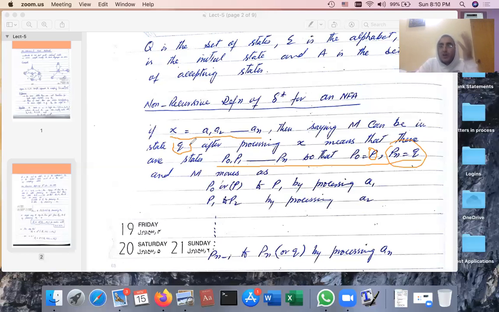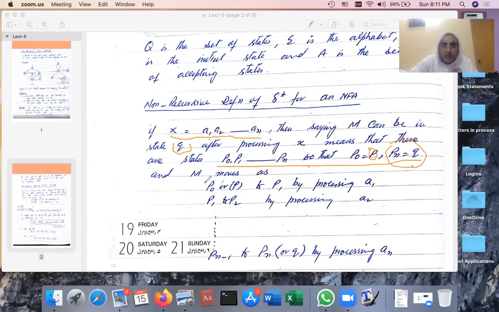After processing a2, we suppose that we are reaching p2. After processing a3, we are reaching p3 and so on. And after processing an, we are reaching state q, for example. So we are just taking another example and relating that example simply.